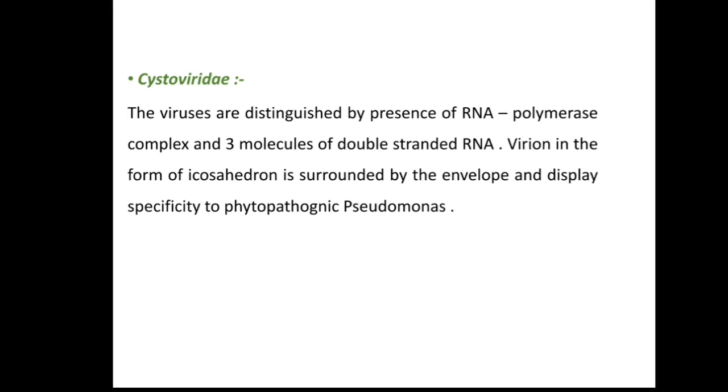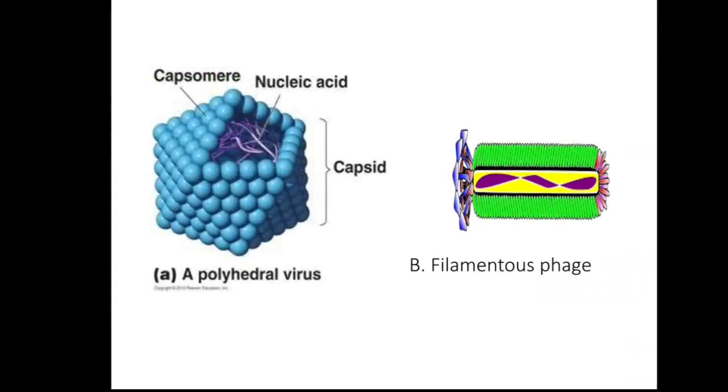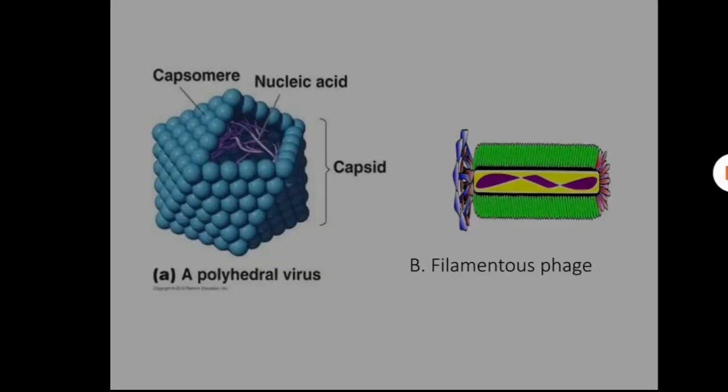In the Cystoviridae family, the viruses are distinguished by the presence of an RNA polymerase complex and three molecules of double-strand RNA. The virion, in the form of an icosahedron, is surrounded by an envelope and displays specificity to phytopathogenic Pseudomonas. In this picture A, this is the polyhedral virus, which is composed of capsomeres and nucleic acid, and in picture B, this is the filamentous phage. My colleague Wasan will continue.